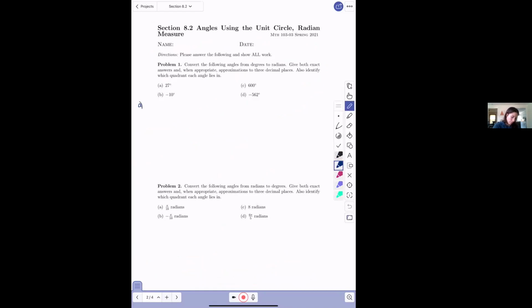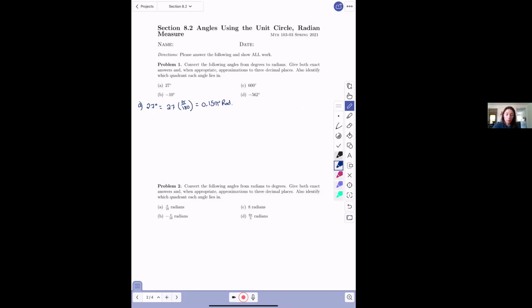Problem 1, part A. Convert the following angles from degrees to radians. Give both exact answers and, when appropriate, approximate to 3 decimal places. Also identify which quadrant each angle lies in. So we have 27 degrees. And that's equal to, if I multiply 27 times pi over 180, that ends up equaling 0.15 pi radians. And you could write RAD so you don't have to keep writing out radians.